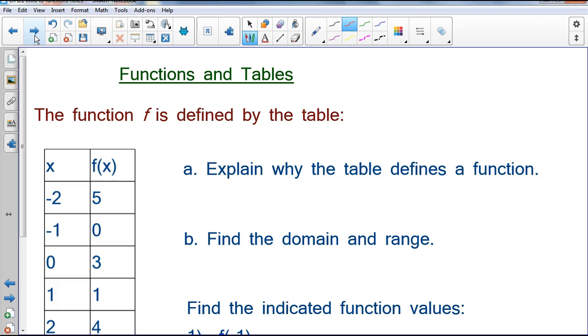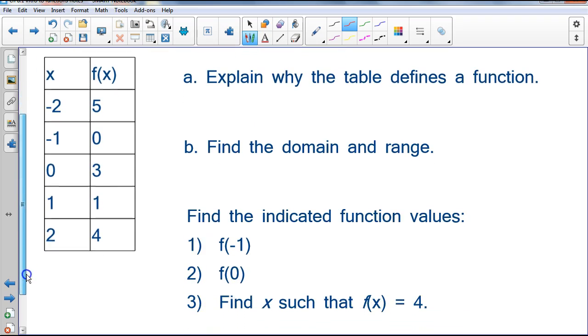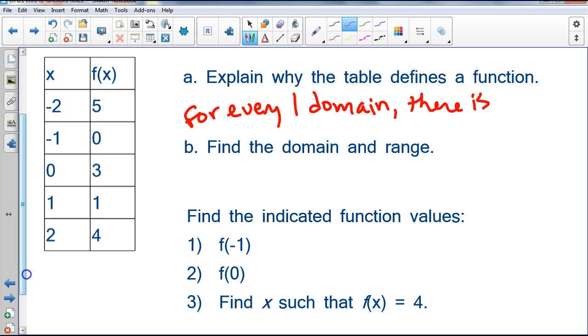And then the last topic we're going to talk about is functions and tables. So function f is defined by the table that's given to you in your notes. And it says explain why the table defines a function. Well, this goes back to how do you know if it's a function? Because for every one domain, there is exactly one range, or only one range.